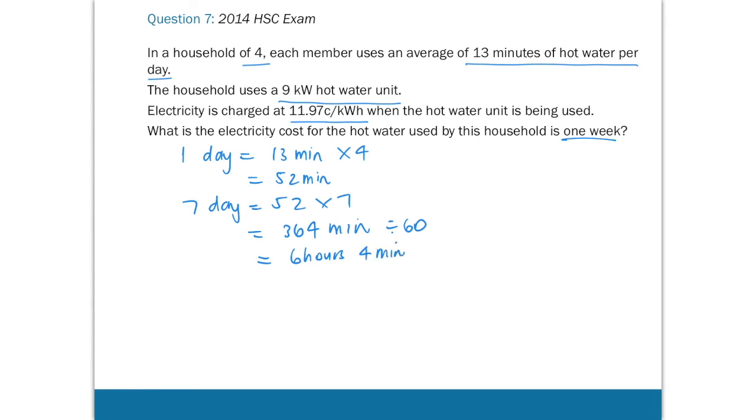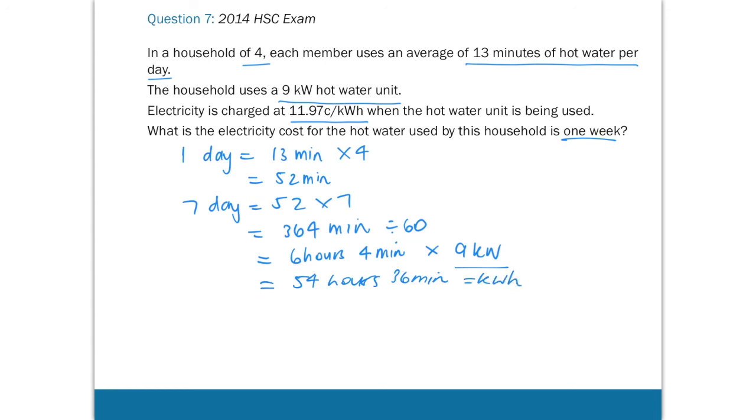Okay, so this water is going for 6 hours and 4 minutes. And the household uses a 9 kilowatt hot water unit, right? So we have to times this by 9 kilowatts. And this will tell us how much energy the people are using based on how long they're using it for and how much power is coming out of their hot water system, right? So from this, we get 54 hours and 36 minutes, right? And that's in kilowatt hours.